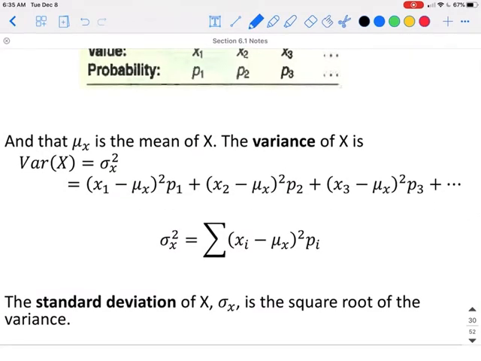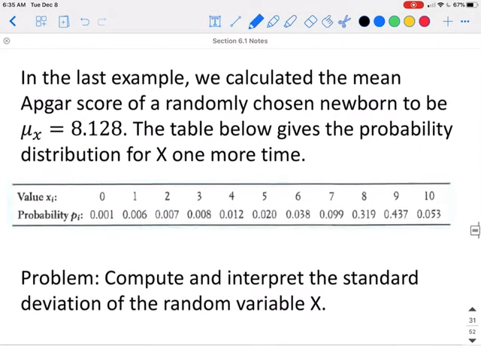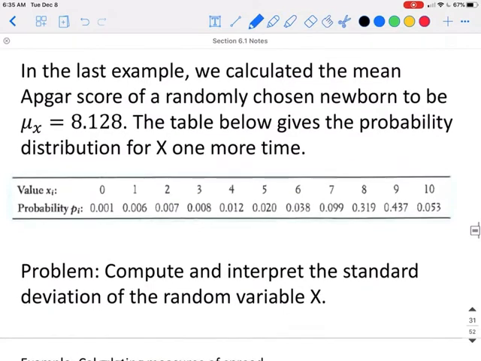Remember, to find the standard deviation, if you have the variance, all you have to do is take the square root. So compute and interpret the standard deviation. To do this, the first thing you would have to do is find the variance. And again, to find the variance, you have to know the mean.